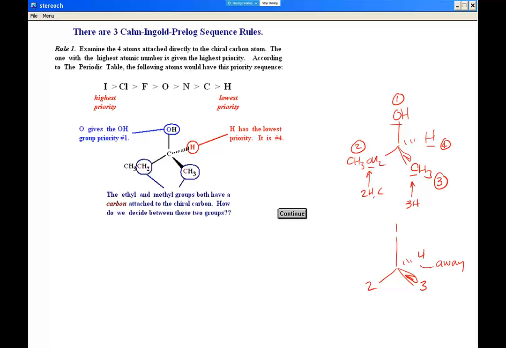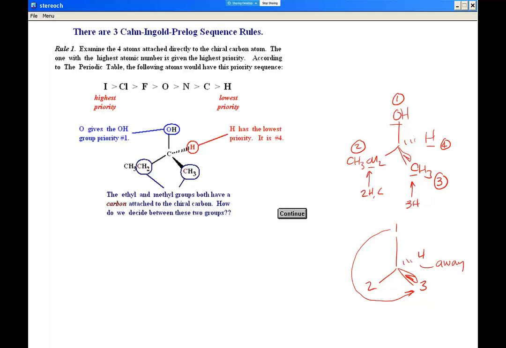So now I'll skip ahead, and then we'll come back to what happens if number four isn't on a dashed line. In this case, once the group is oriented so it's away from you, there's now two possibilities. Going from number one to number two to number three is either clockwise or counterclockwise. So I'm going to start at number one, go to number two, and go to number three after number four is put on a dash wedge.